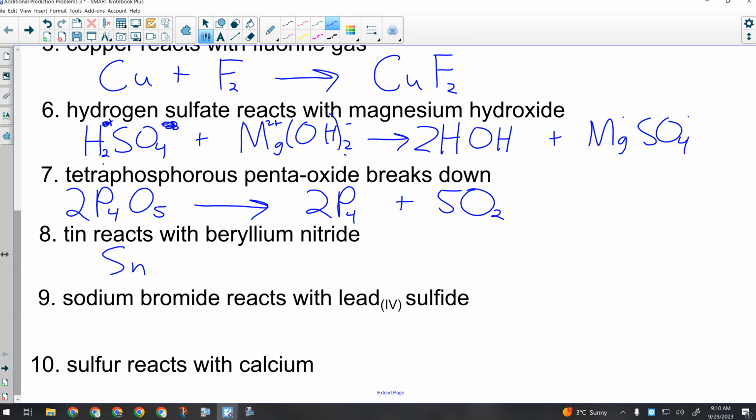Okay, with beryllium nitride. This is an ionic compound because beryllium is a metal. Nitrogen has a -3 charge. Beryllium is a +2. Be3N2.